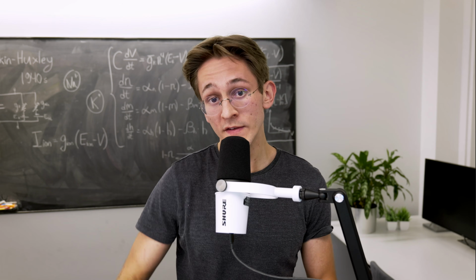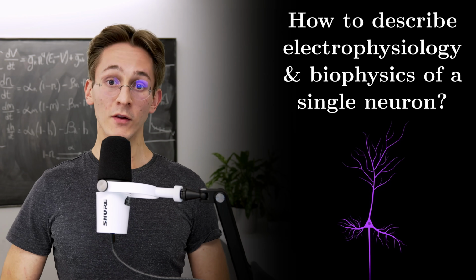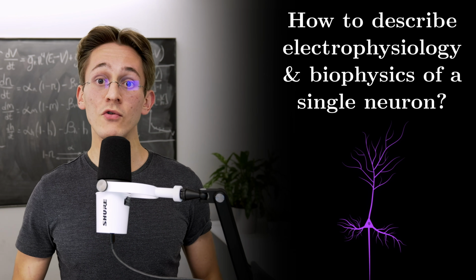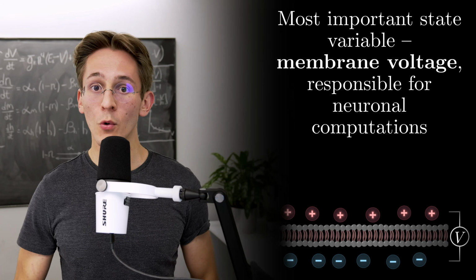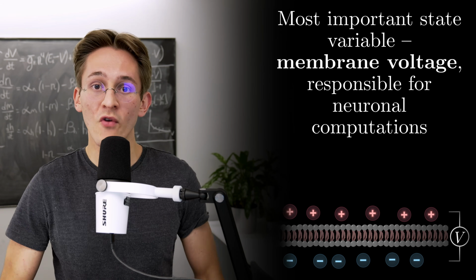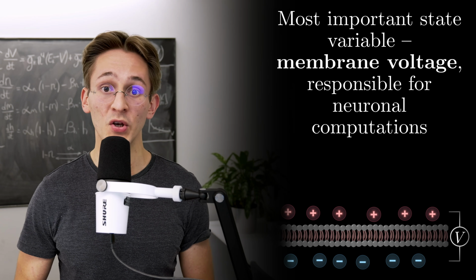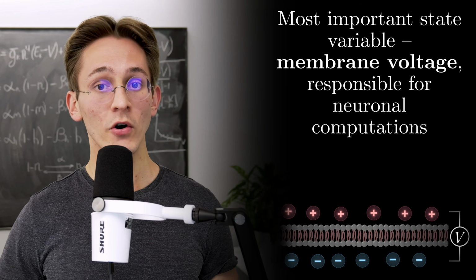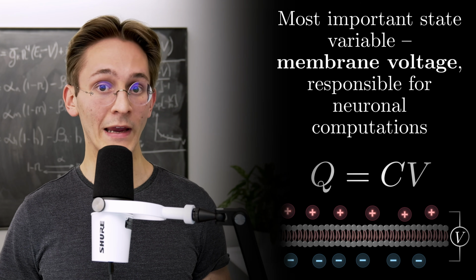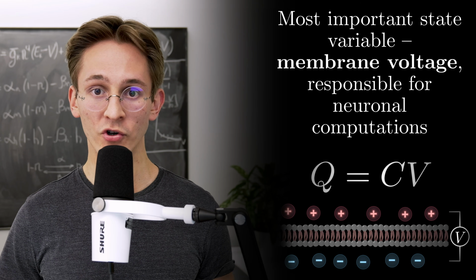Now, I realize that this is a lot of information, so let's step back and review the journey that we've taken. We started with a fundamental question: how can we describe the neuron's electrical behavior mathematically? Our first key insight was that the most important variable to keep track of is membrane voltage, the difference in electrical potential between inside and outside the cell. This voltage arises due to the charge separation across the cell membrane, which acts as a leaky capacitor, storing electrical energy.